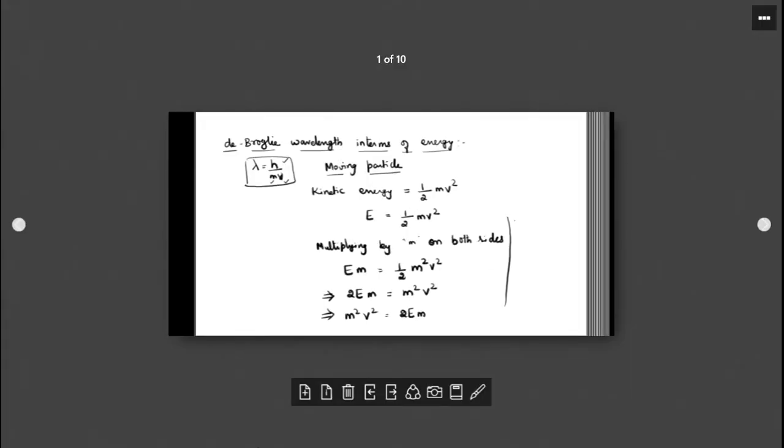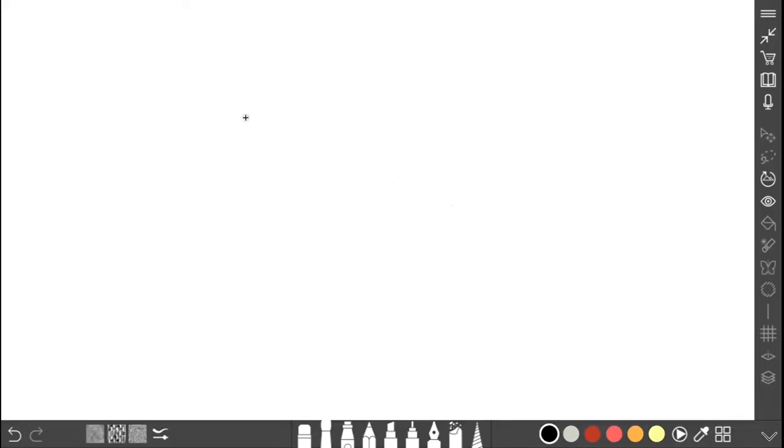So taking square root, m square v square becomes mv, which is equal to root of 2Em. Okay, so this is the value of mv.